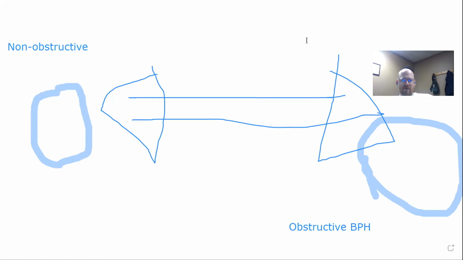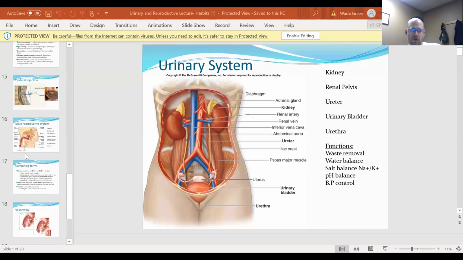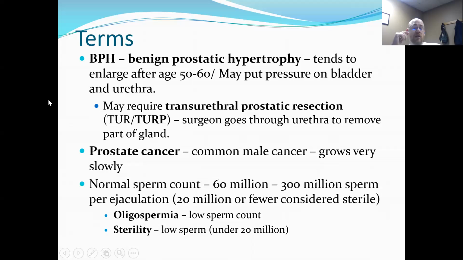There are situations in which, with this type of problem, particularly with obstructive BPH, prostatectomy may be indicated. Obviously, in situations where the BPH is obstructive, we may require transurethral prostatic resection. Now, here's the deal.